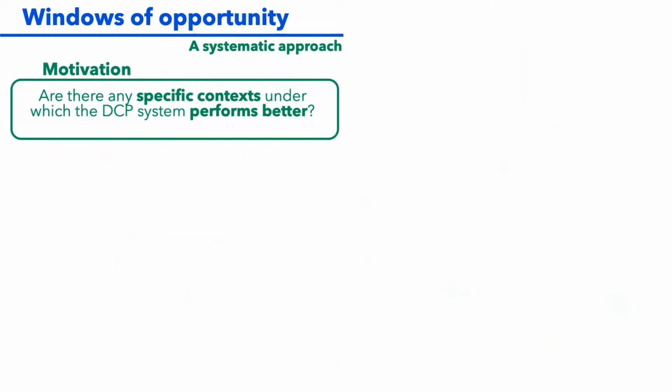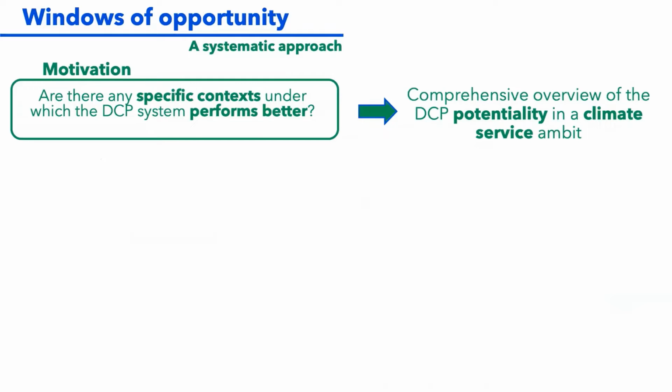So the main question behind our study is: are there any specific context or condition under which the DCPP system performs better? Answering this question implies a comprehensive overview of the potentiality that can be very useful in terms of climate service, for example, because it can inform an optimal development of a climate service that can inform end users and stakeholders from many fields, from agriculture to water management, etc.